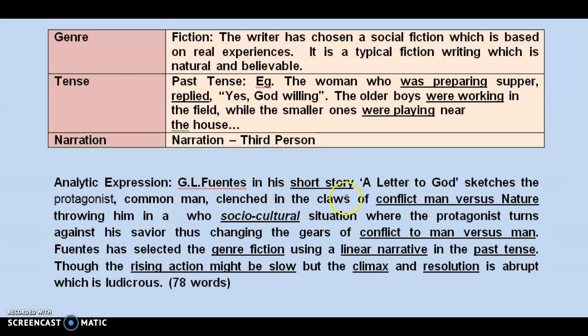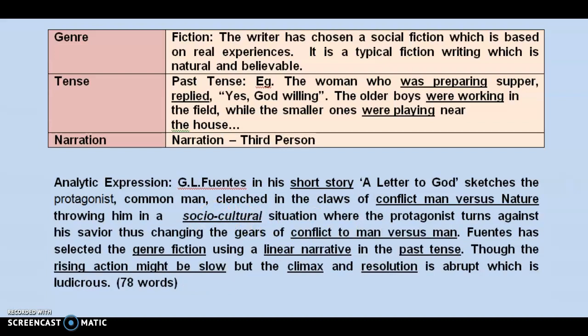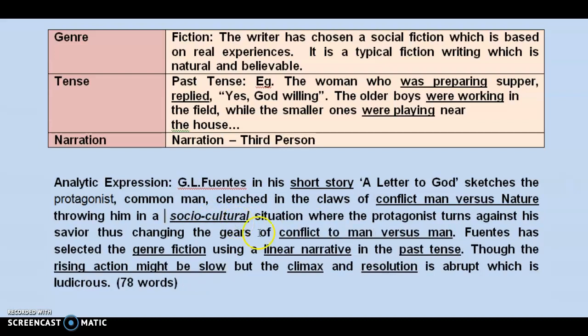G.L. Fontes in his short story A Letter to God sketches the protagonist, a common man, clenched. This is a strong verb over here. Clenched in the claws of conflict, man versus nature, throwing him in a socio-cultural situation where the protagonist turns against his savior, thus changing the gears of conflict to man versus man.